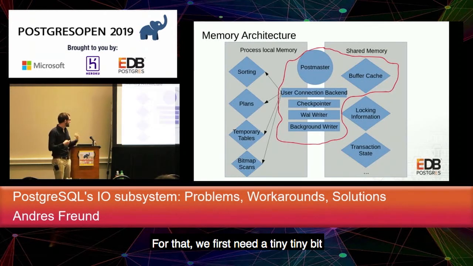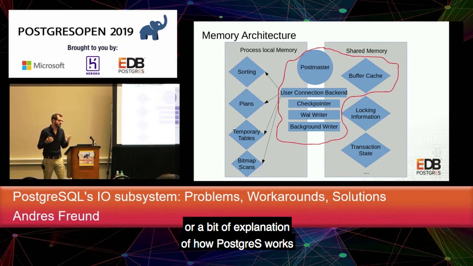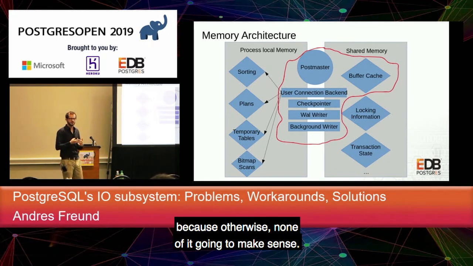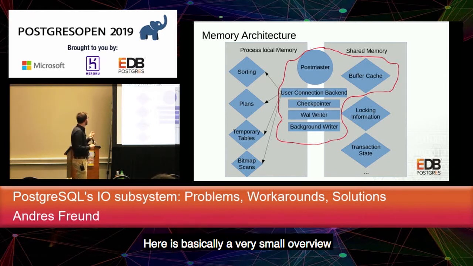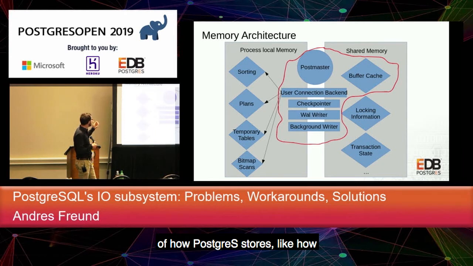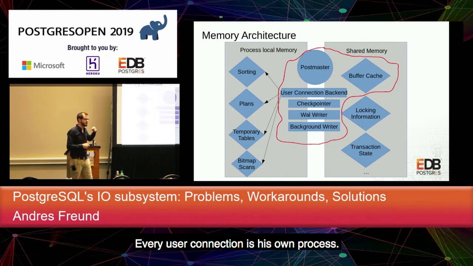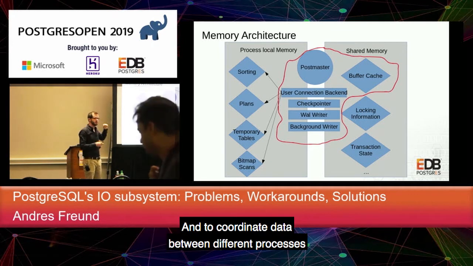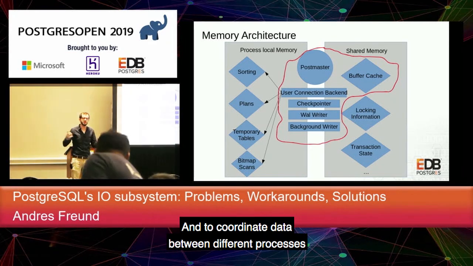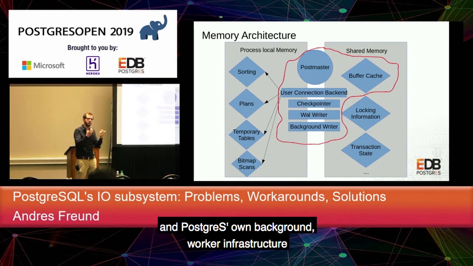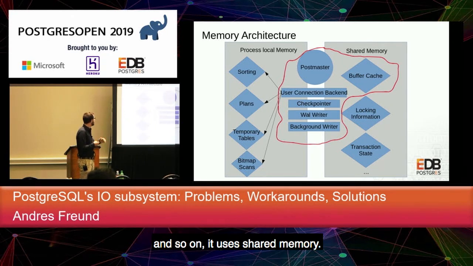For that, we first need a bit of explanation of how Postgres works, because otherwise none of it is going to make sense. Here is a very small overview of how the memory management of Postgres is done. Every user connection is its own process, and to coordinate data between different processes and Postgres' own background worker infrastructure and so on, it uses shared memory.